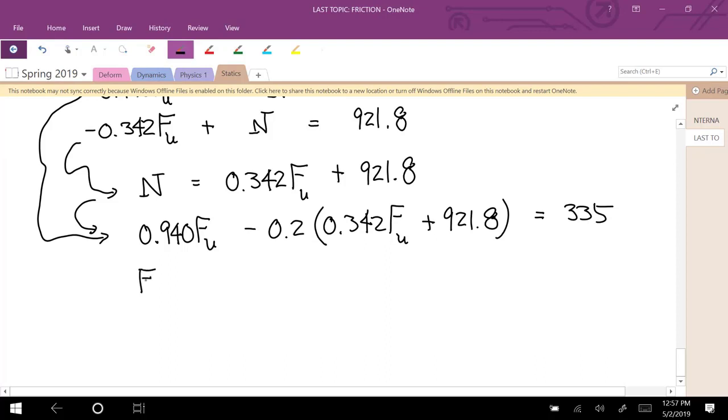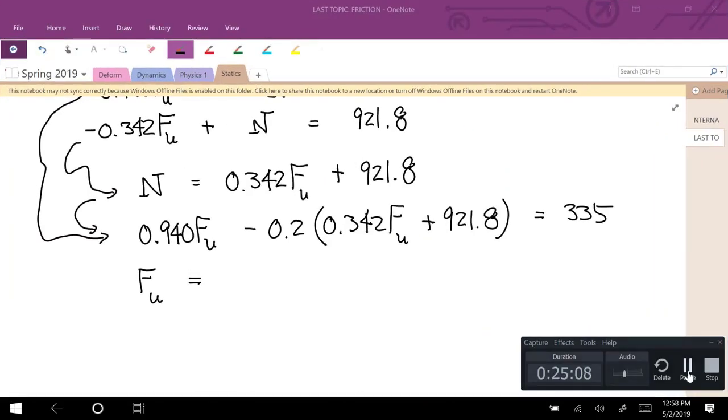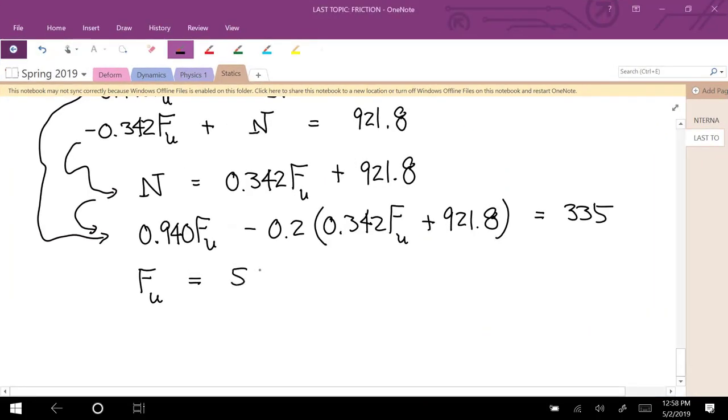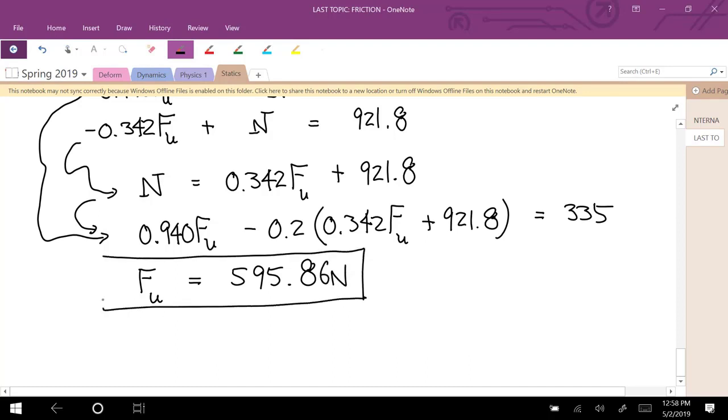Can someone just go through that algebra and tell me what you get for FU? $595.8. Okay, so if you want to get this thing moving up the ramp, that's the horizontal force you have to apply to the right to get it to move.